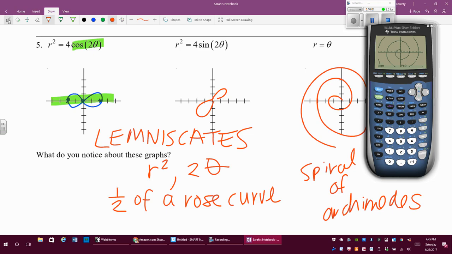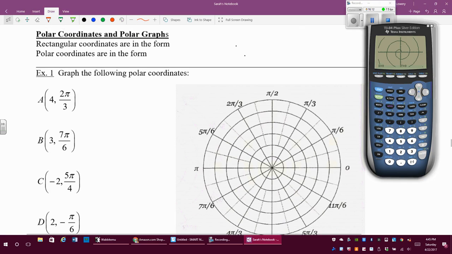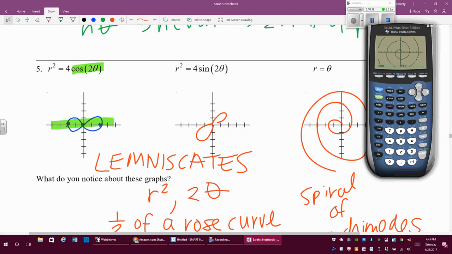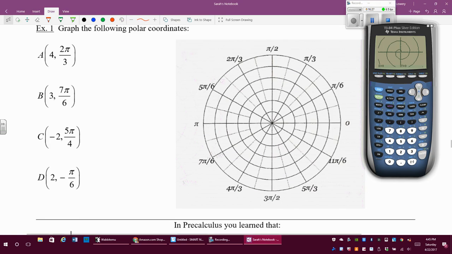The last thing I want to review with you is how to graph polar points. Now, a polar graph should look like this. I know all these graphs up here look like XY coordinate planes, but you're actually graphing them on something that looks like this. This is what polar graph paper looks like.